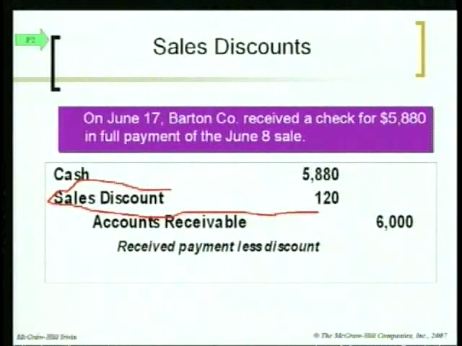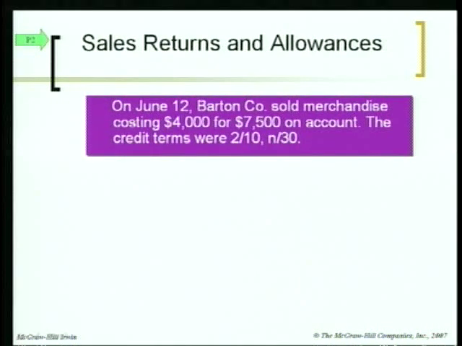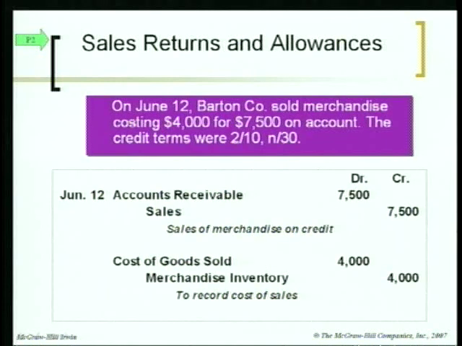All right. Let's talk about sales, returns, and allowances. On June 12th, we sold merchandise costing $4,000 for $7,500 on account. Credit terms were 2/10 net 30. Once again, we have two journal entries to make, don't we? We debit AR and credit sales for $7,500. And we debit cost of goods sold and credit merchandise inventory for $4,000. Okay? Now, how much does our customer owe us at this point?